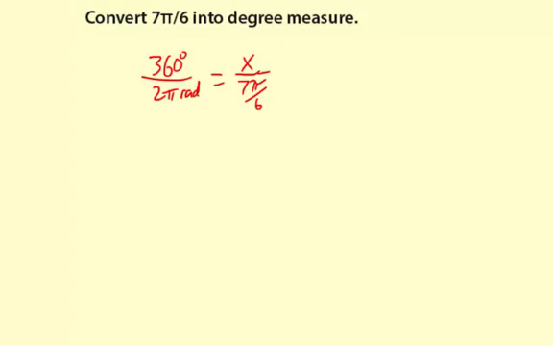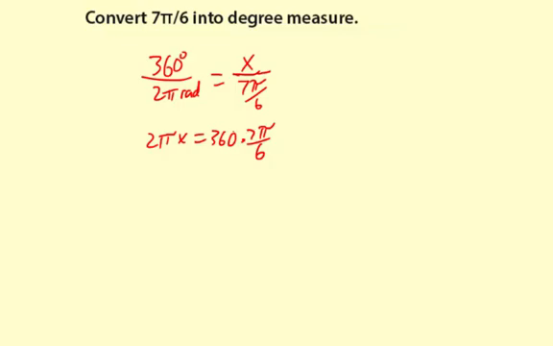So what you have here is a fraction within a fraction, which may look a little scary, but I'll show you it's really not that bad. So to solve the proportion, we're going to cross multiply. 2 pi times x, I'll just put that over here, and then 360 times 7 pi over 6.